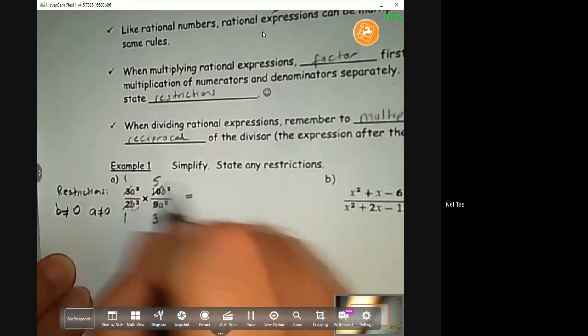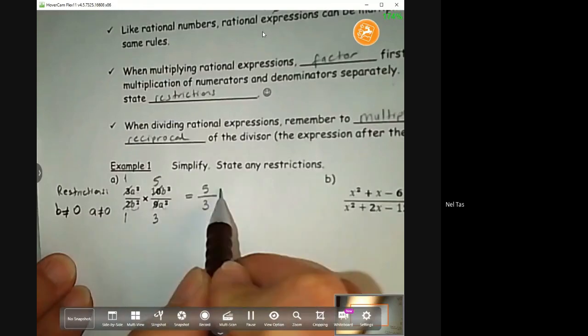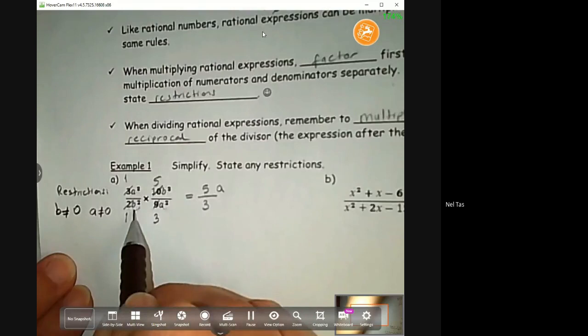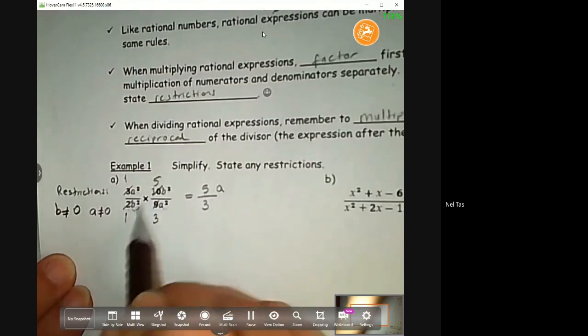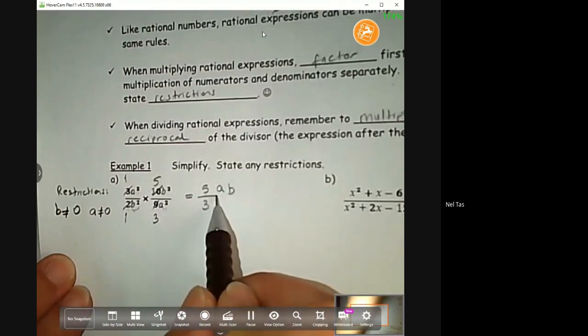So first of all, numbers, I have 5 and 3. a cubed divided by a squared gives you a. Now you have b cubed divided by b squared. Again, subtract the powers. 3 minus 2 gives you 1. So b to the power of 1, which is b.